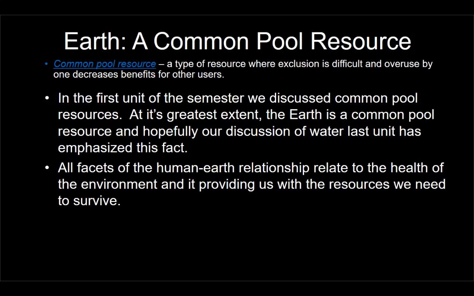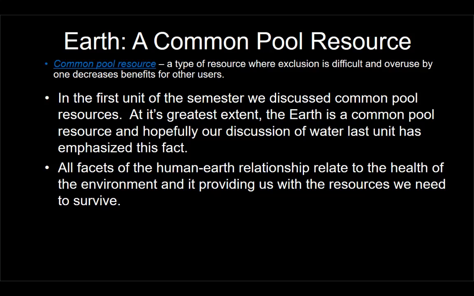And hopefully, our discussion of water in our previous units has emphasized this fact that all of it is connected, and you cannot really talk about one area's problems without thinking about the impact globally. So, all facets of the human-earth relationship relate to the health of the environment and it providing us with the resources we need to survive.